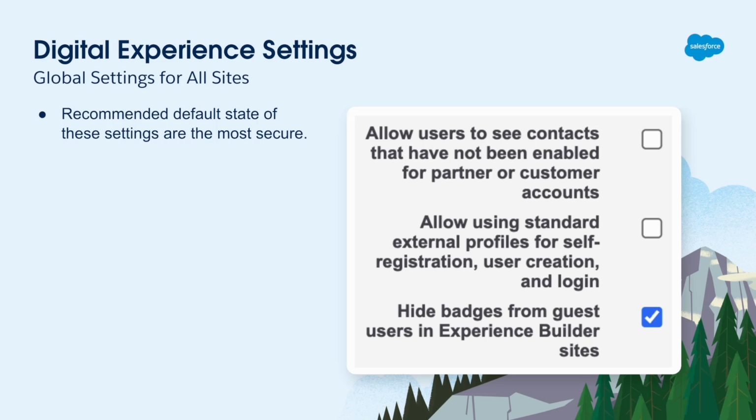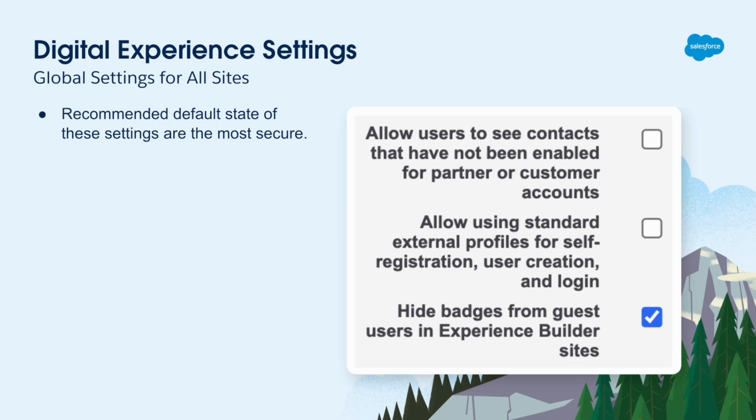The first one, that's disabled, doesn't allow external users to see contacts that have not been enabled as partner or customer accounts, which makes sense because very rarely will an external user want to see an internal contact. The second one, disabled, doesn't allow the use of your standard profiles for self-registration, user creation, and login, because these standard profiles come pre-enabled with a lot of permissions that you may not need. And moreover, with the recommendation of moving towards permission sets, the best practice is to really create a custom profile and just use that as a shell, as we discussed previously, and leverage permission sets to drive all of your permissions.